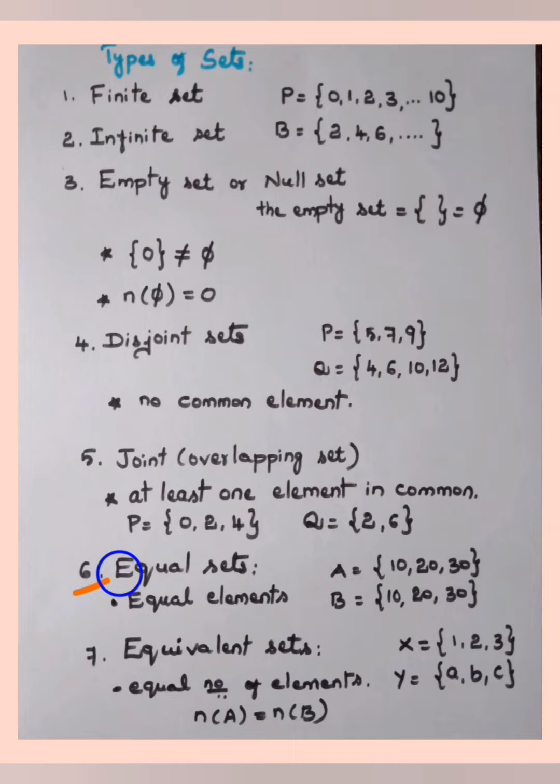Next, equal sets. If A is equal to 10, 20, 30 and B is equal to 10, 20, 30, it means if two sets have equal elements, then these sets are called equal sets. Equal elements, the elements should be the same. Equivalent sets. If two sets have an equal number of elements, then they are called equivalent sets. For example, X is equal to 1, 2, 3, and Y is equal to A, B, C. Here the elements are different, but the number of elements is the same. Here 3 elements, here 3 elements. n(A) is equal to n(B). So these are called equivalent sets. Cleared?